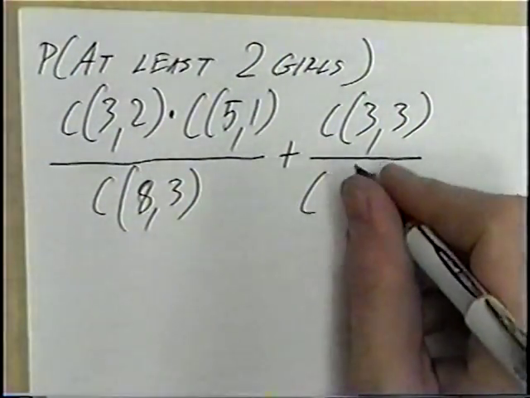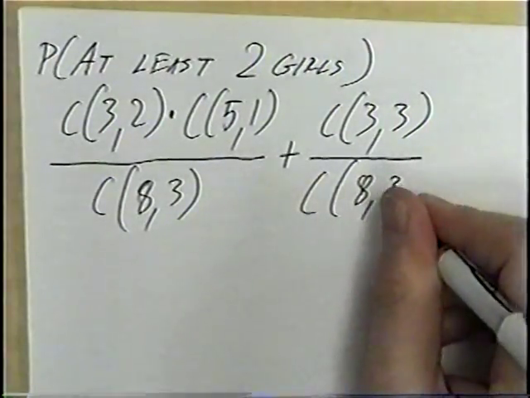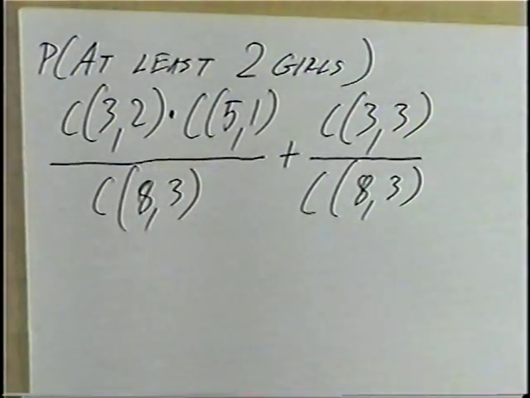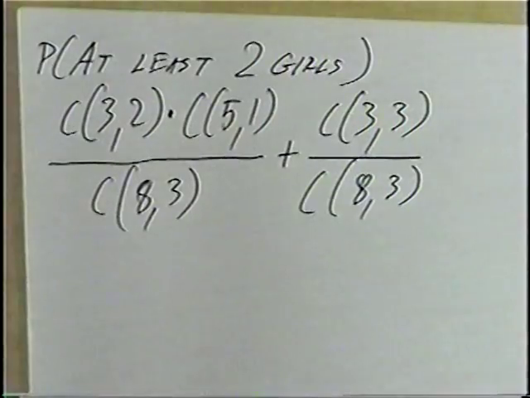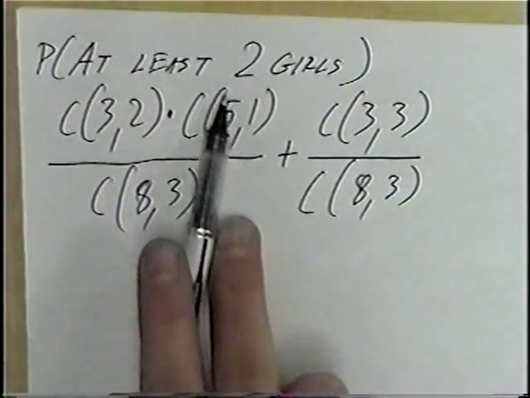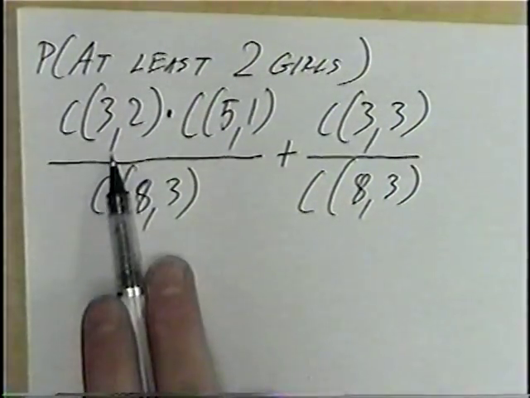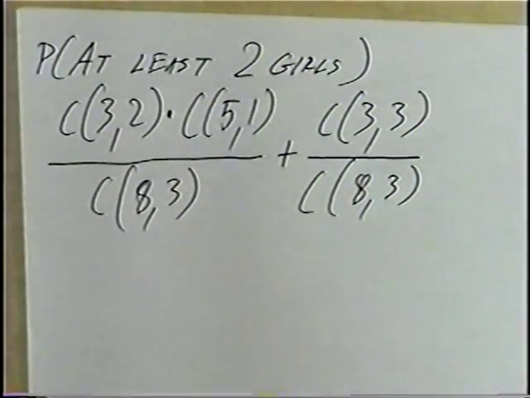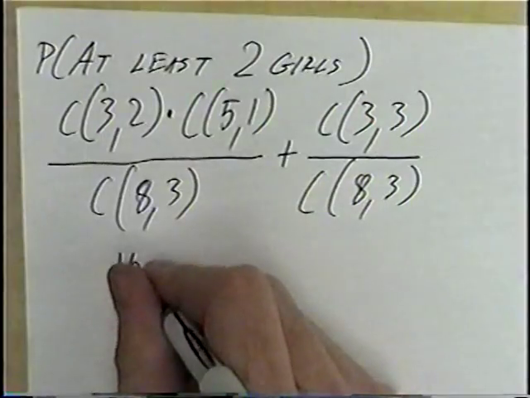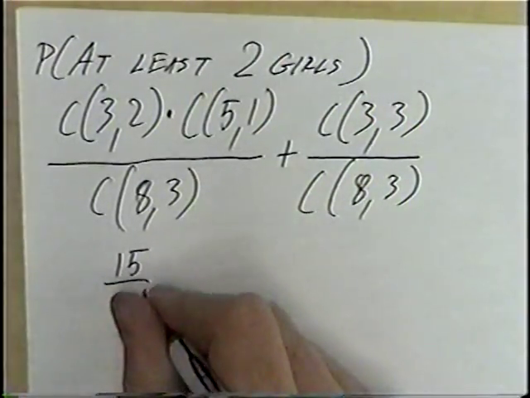And the denominator, combination 8, 3. 8 total people and 3 girls we're picking. Looking back at the previous question, this first fraction, the probability or chance of 2 girls, 3, 2, 5, 1, and 8, 3. We actually solved that. That was the second fraction of the previous question, and that came out to be 15 over 56.